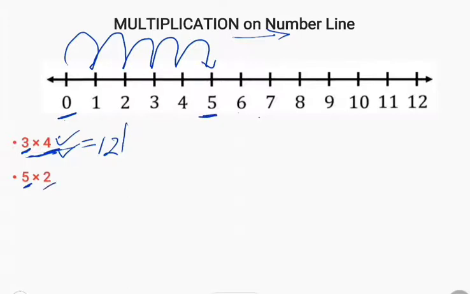Now, we have to multiply. That is, we have to repeat this 2 times. So, this we have done just once, and we have to do one more time. So, after reaching over here, we'll start again a second time.